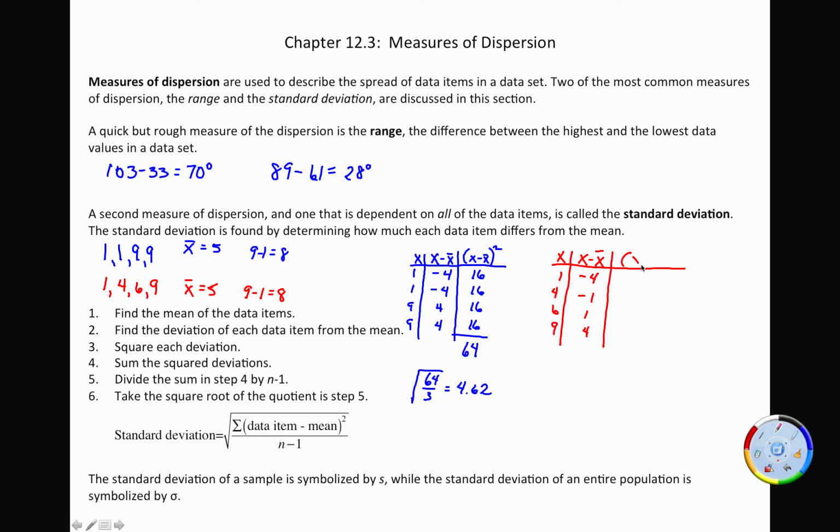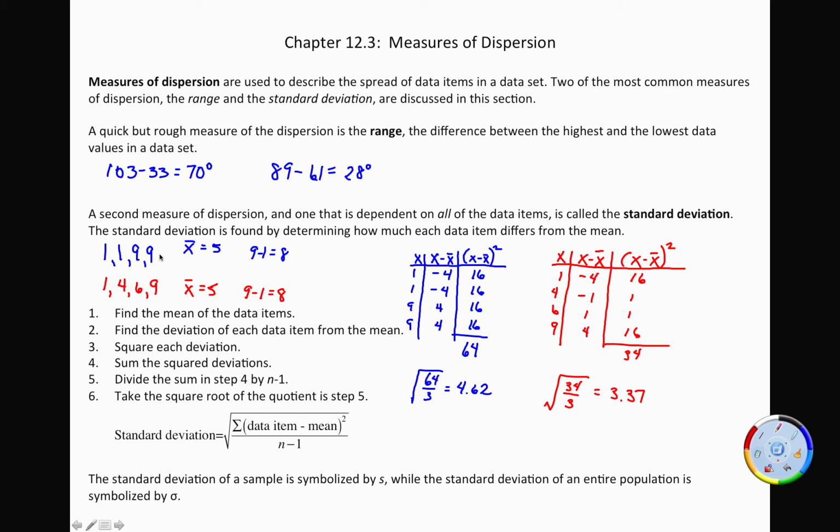So I need this extra step over here in my table to get rid of those negatives. I can square: 16, 1, 1, 16. When I add these up, I get 32, 33, 34. So I want to find the square root of 34 divided by 3 because I still have 4 data items. So 4 minus 1 is 3. And that is 3.37.